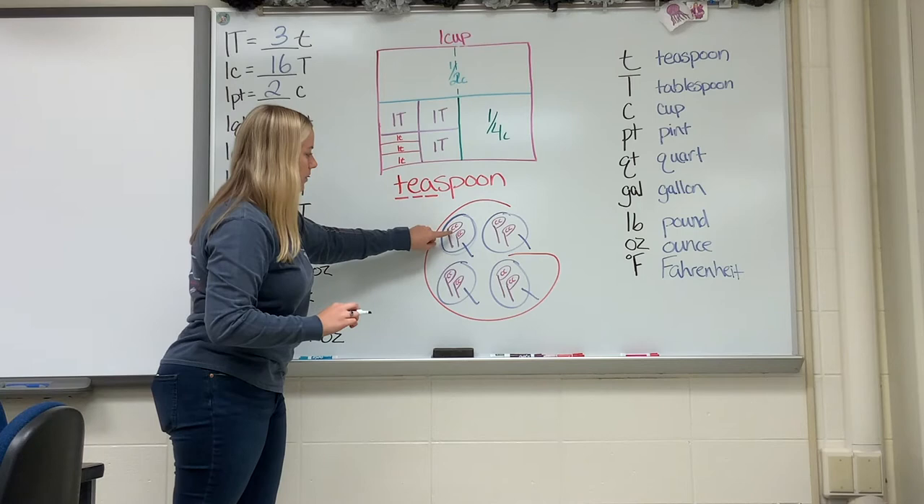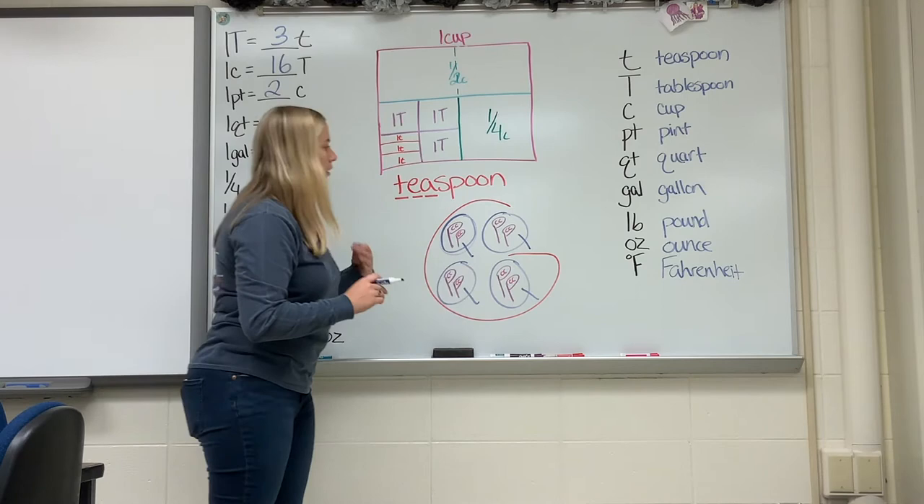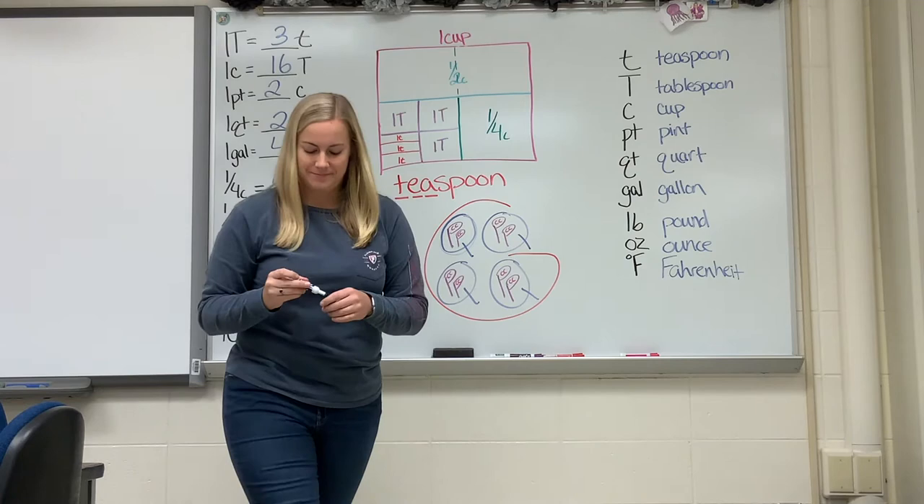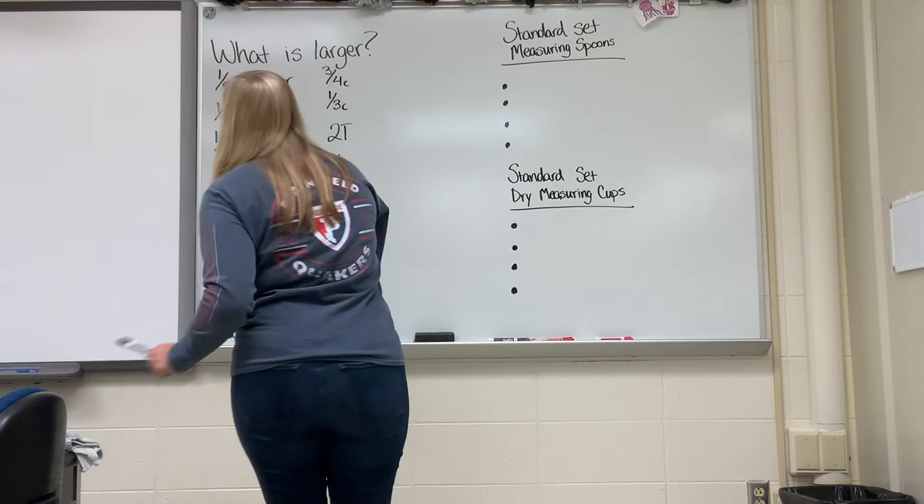And then if we want to look at the entire gallon, we're trying to figure out how many quarts are in a gallon. So there's 1, 2, 3, 4 represented by our 4 queens. Okay, so now let's take a look at the next portion of your notes page.